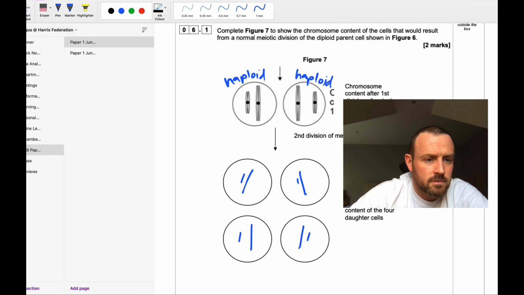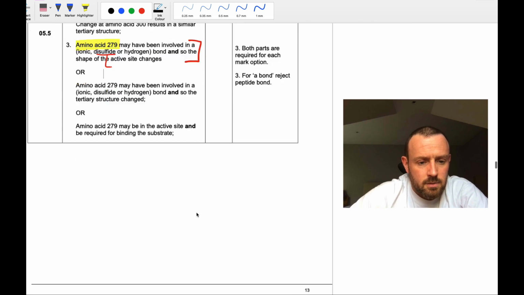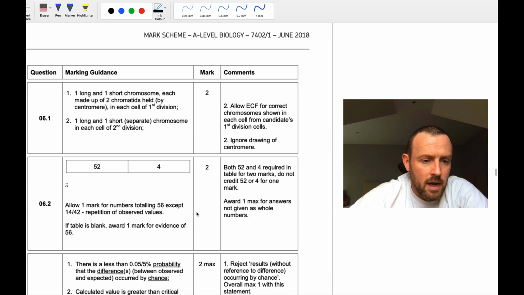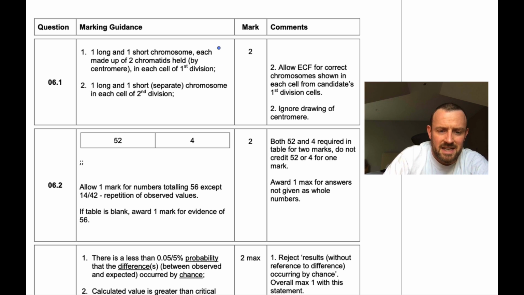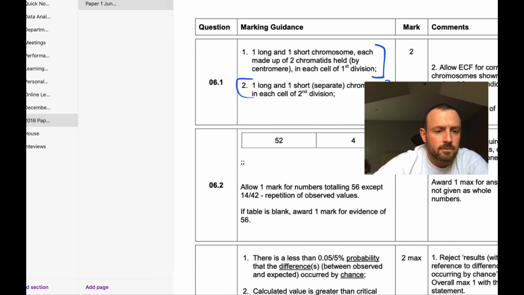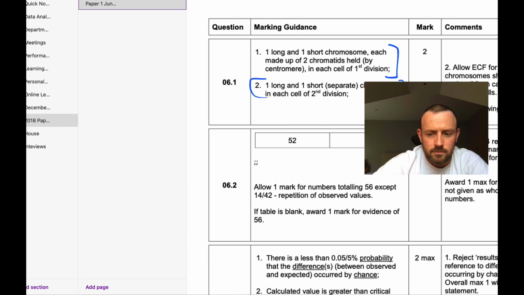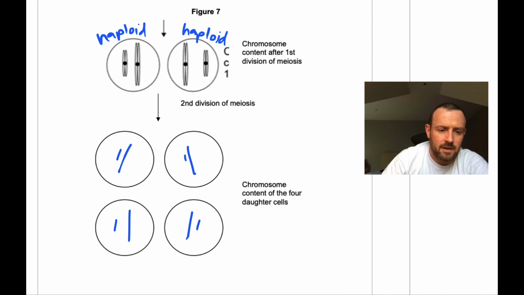Let's check the mark scheme. Double check that's what they want from us. Yeah, 1 long and 1 short chromosome, each made up of 2 chromatids held in each. Okay, in the first division. And then one long and 1 short chromosomes. Okay, so this is basically the exact same as before, and this is what we drew. It says ignore drawing of the centromere. For a second there, I thought we had to put these in. Probably a good idea that I should have done anyway.